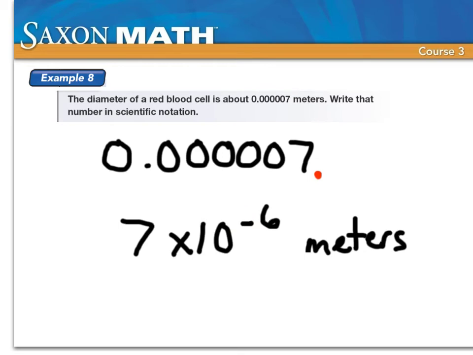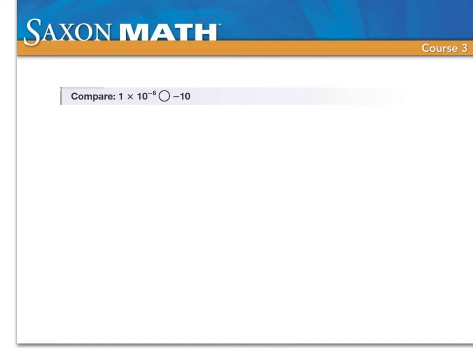Now we got one last example. Okay, this example says to compare 1 times 10 to the negative 6 to negative 10. Okay, well I know what negative 10 is. That's pretty easy to compare with. So I'm going to convert this to standard notation first. Okay, so 1 times 10 to the negative 6.